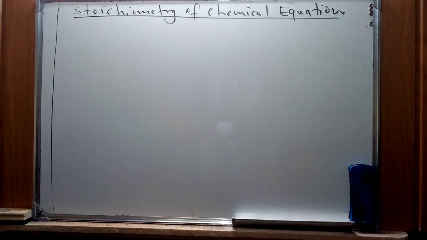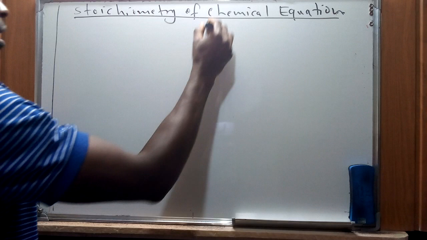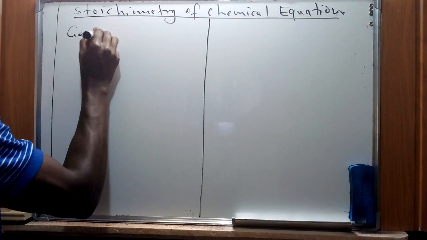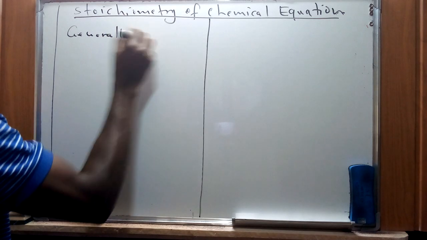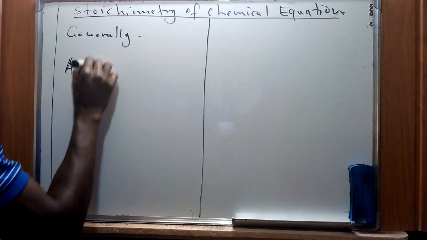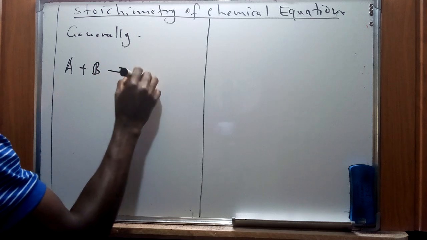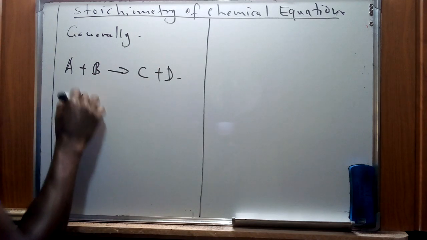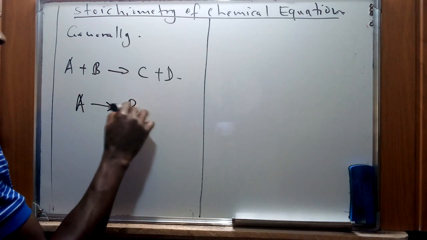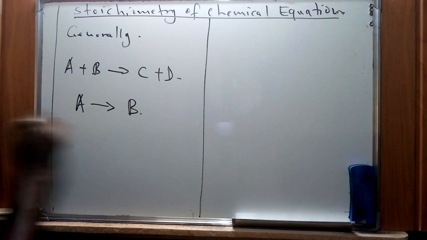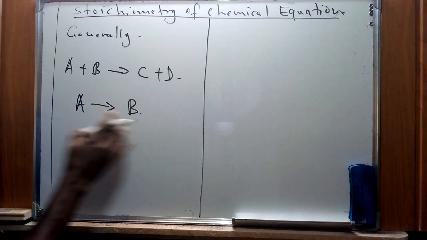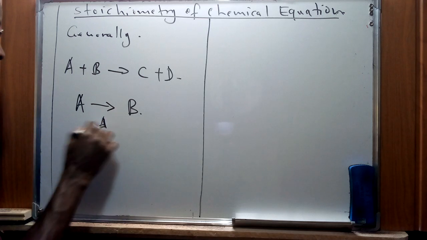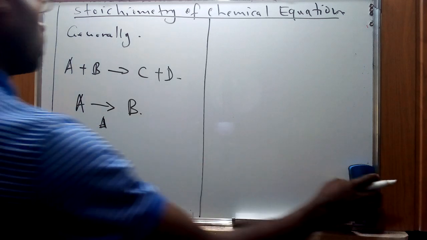So basically, we say that we can represent a chemical reaction generally by having maybe element A reacting with B to form products C and D, or maybe we can have just a simple equation where element A is reacting to form B. So this one implies that element A can react to form a final product, maybe which is undergoing a particular change due to temperature or something like that.